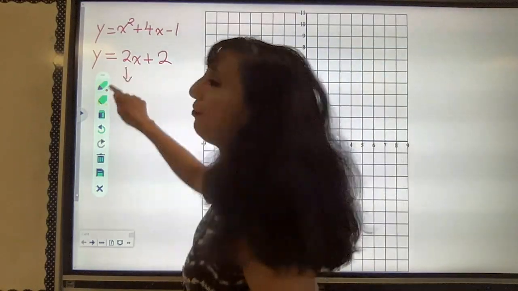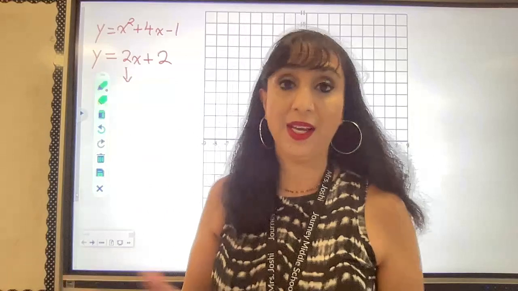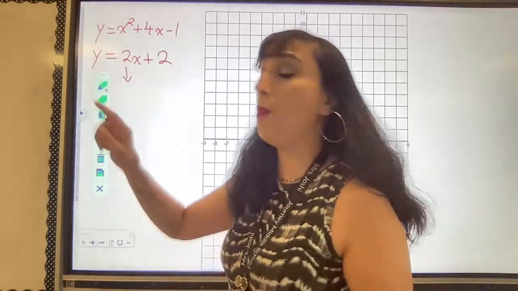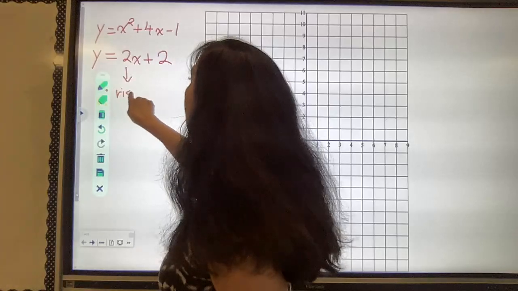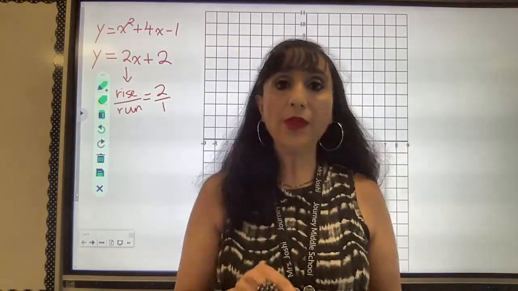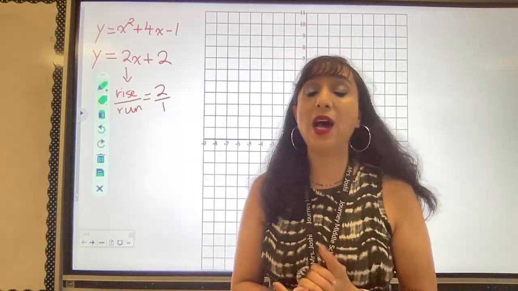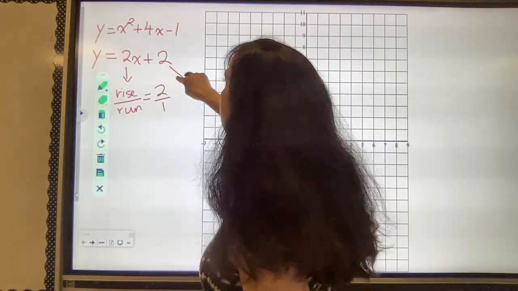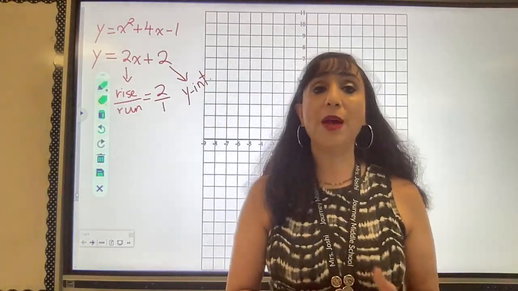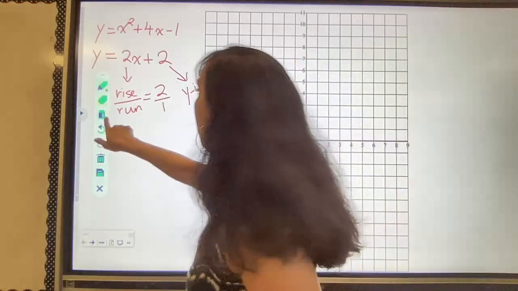Because this one is in the format y is equal to mx plus b, if you remember from the past, m is my slope, so this is going to be rise over run. So this is 2 over 1. The change in y is 2 and the change in x is 1, right? And then this is my y-intercept.